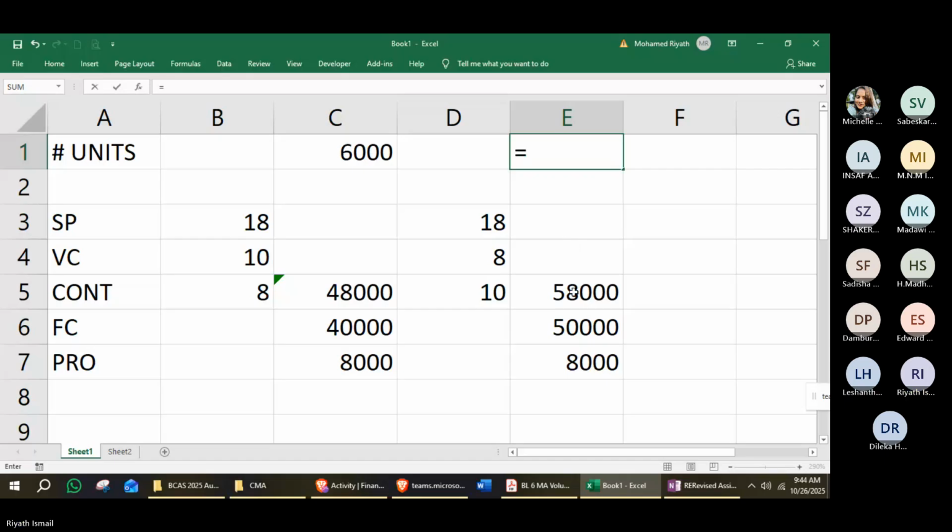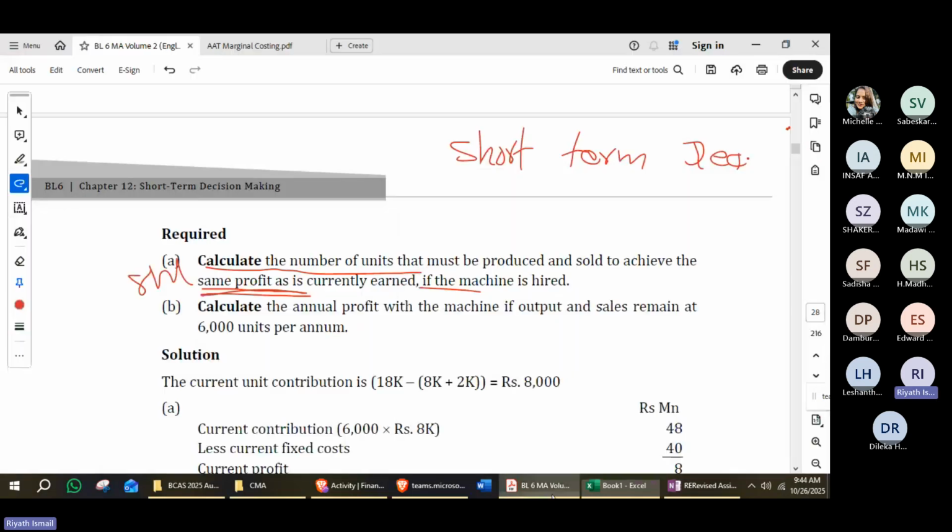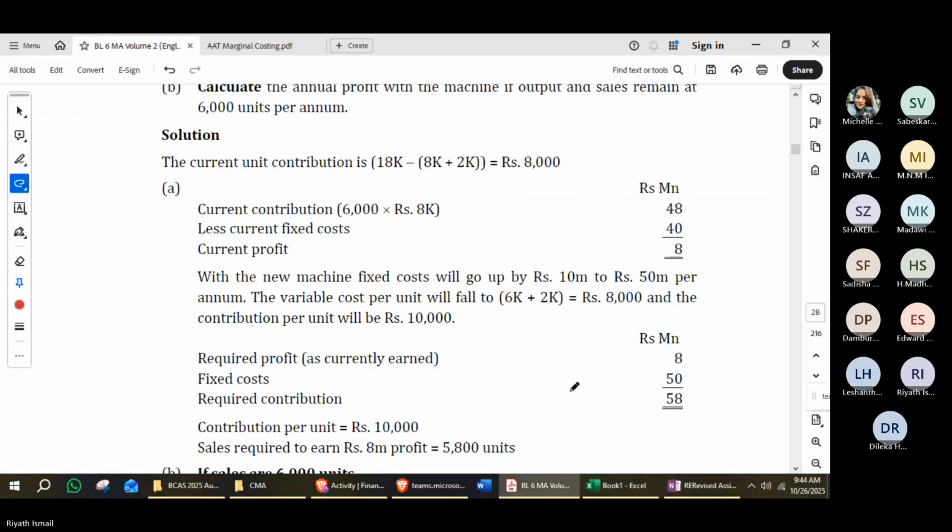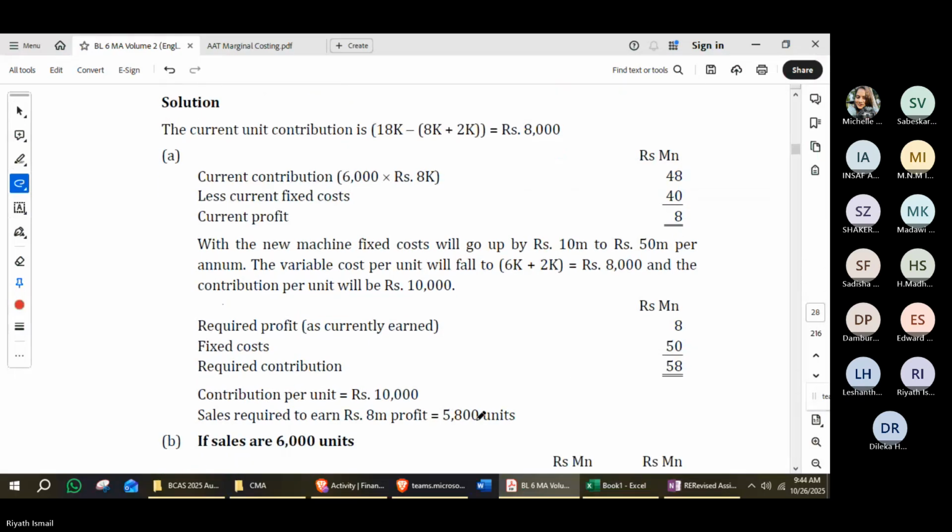Now let's see the number of units to be produced. So 58 million divided by 10 contribution per unit. Then they have to produce 5,800 units. So they have explained it in a different way.